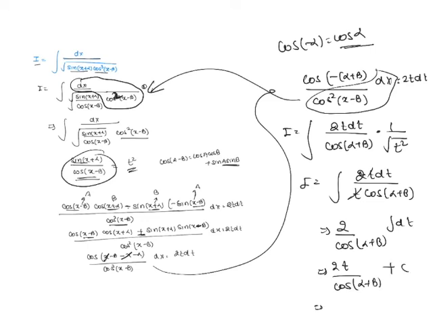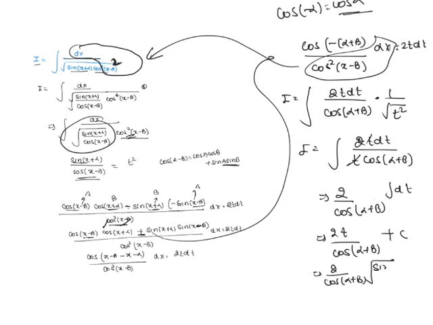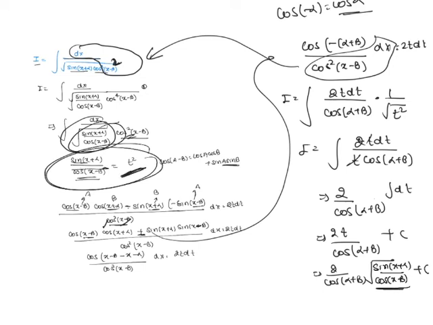Putting the t value here, we get 2 by cos of alpha plus beta into root over sine of x plus alpha divided by cos of x minus beta, plus c. The t value is given by this one, so t is root over sine of x plus alpha divided by cos of x minus beta. That value we put here. So this will be the answer.